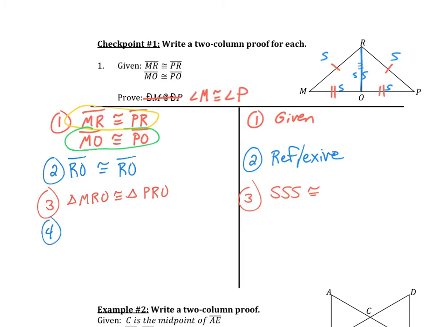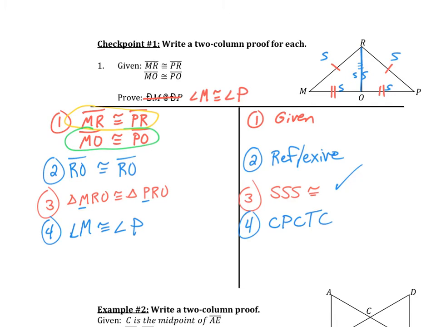Now, since we know the triangles are congruent because of side, side, side, do you notice that M and P match up? So we could say angle M is congruent to angle P, and the reason is corresponding parts of congruent triangles are congruent. So CPCTC. So first part is put the given. Second part is prove the triangles are congruent. That comes right here. Step 3, side, side, side. The last part is look for CPCTC.